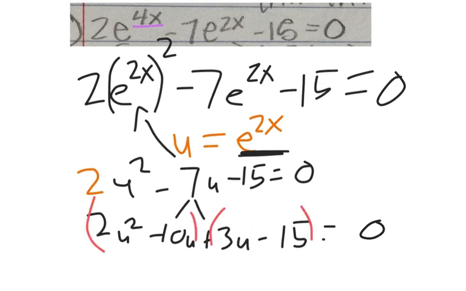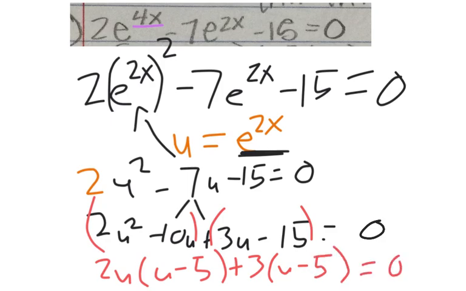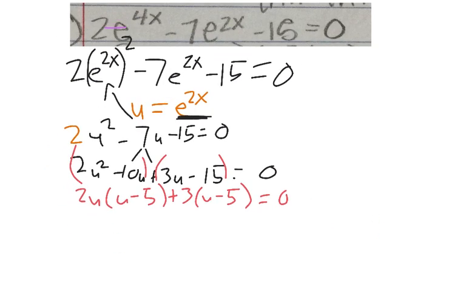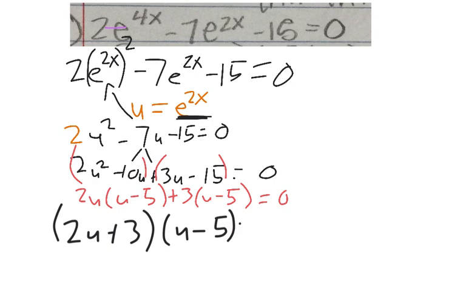Okay. Group 2, u is the GCF. That should be u minus 5. GCF here is 3. That leaves me with u minus 5. The parentheses match. That has to happen when you factor by grouping. So that's good that it did. And so this factors to be what's in front of the parentheses times the matching parentheses. And so can I say u equals negative 3/2 and u equals 5?